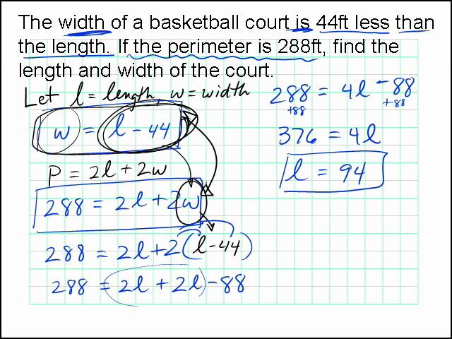Now, of course, I also need the width, so the easiest way to get the width is to back up all the way back to this first equation we came up with here. We know the width is L minus 44. So the width is going to be 94 minus 44. That gives me a 50 for the width.